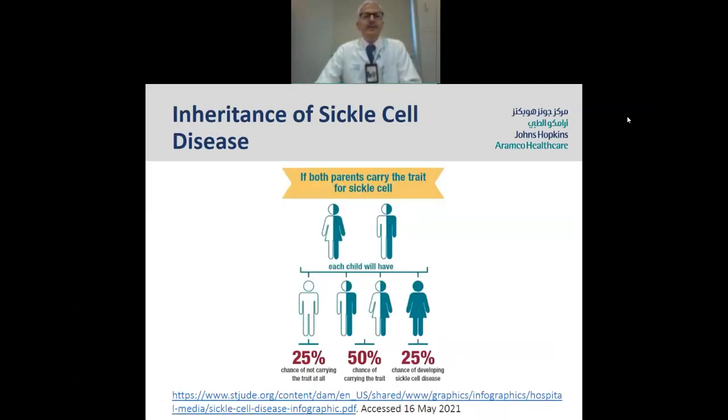And this is just a schema of how it is passed. In this case, both parents have what we call sickle cell trait, which means only one gene is affected. So these are the probabilities. In this case, of course, each pregnancy is independent of the other. So during each pregnancy, the likelihood or the probability of having a normal child born is 25% of the time. Half of the time the child will be carrying the trait like his or her dad. And in a quarter of the times, 25%, the child will be affected by sickle cell disease.